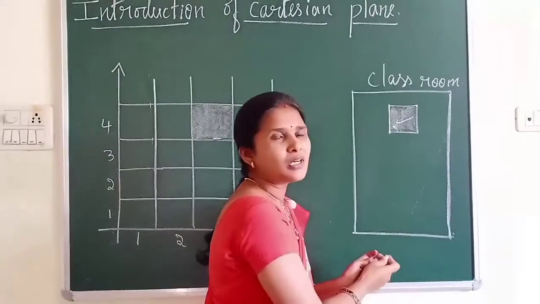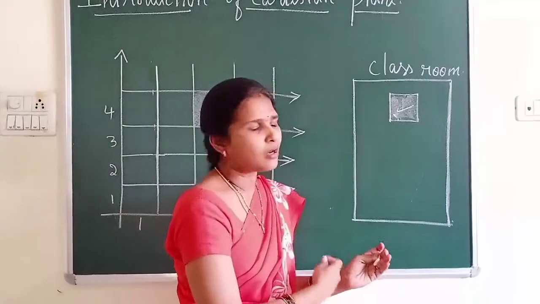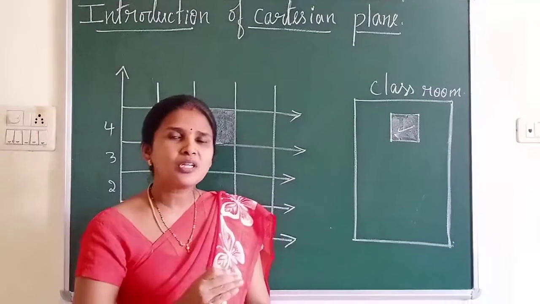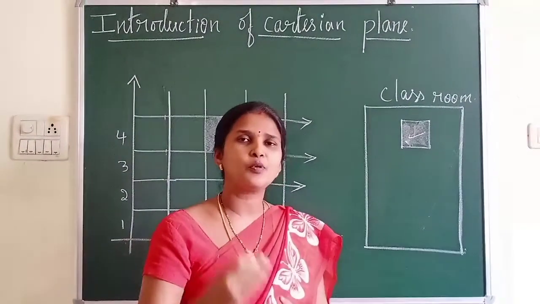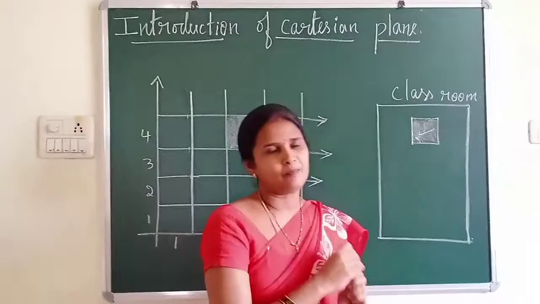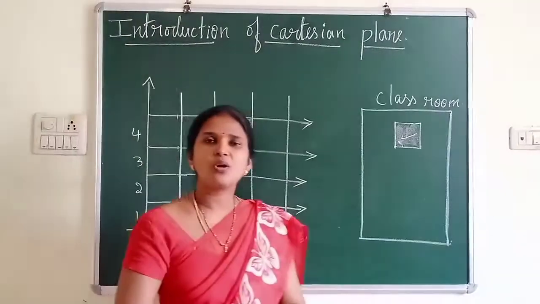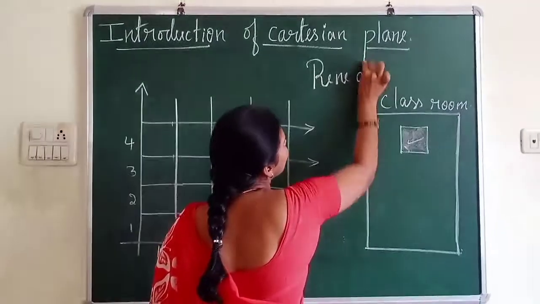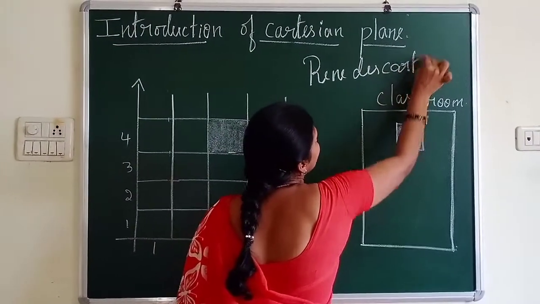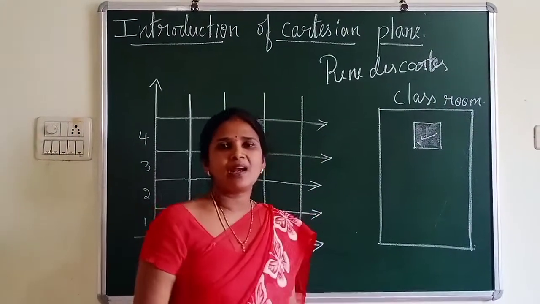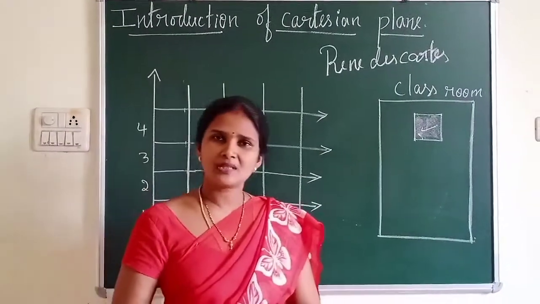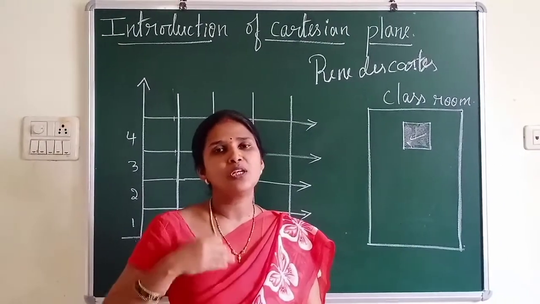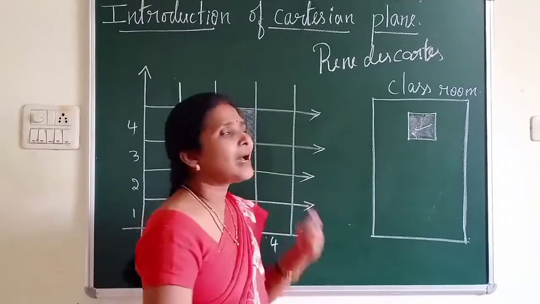So you cannot use the words I am sitting on the left of the wall, right of the wall or bottom of the wall. So instead of these words, we need certain perfect words to locate or describe a position in a plane. So one day a mathematician called René Descartes, a French mathematician, was lying on a bed and he was just thinking how to describe a position in a plane. In that way he introduced a new plane that is called the Cartesian plane.